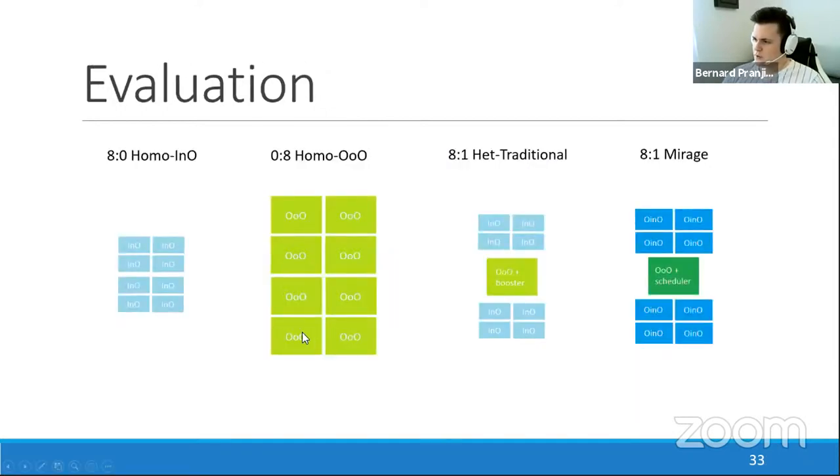Okay, now they will always compare different sizes in their evaluation, so it's always two numbers. The first number stands for the number of in-order cores, and the second for the number of out-of-order cores. So we have an 8-0 homogeneous in-order core, which is the smallest. A 0-8 homogeneous out-of-order core, which is by far the biggest. An 8-1 heterogeneous traditional core, so this means we have 8 in-order cores with 1 out-of-order core, which is kind of just a booster for the applications. And we have the 8-1 Mirage core, so a Mirage core with one out-of-order core plus scheduler with 8 in-order cores. It's slightly bigger than the traditional heterogeneous design.